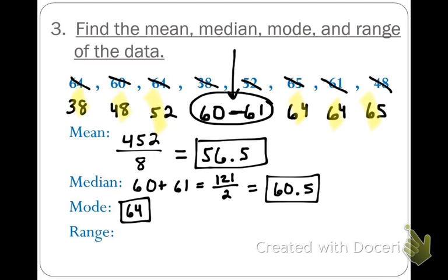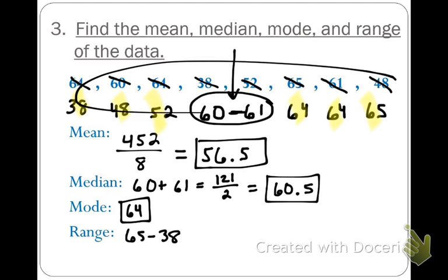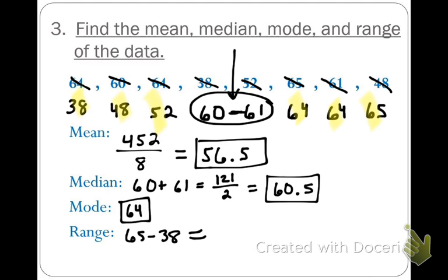How do I find the range? The difference between the highest and the lowest. The highest and the lowest number. What was my highest? 65. And my lowest? 38. Okay, so it's basically asking what range of numbers do we have in this entire data set? It ranges from how many numbers, guys? What's the answer? 27. 27 different numbers. And that is how you find the range.